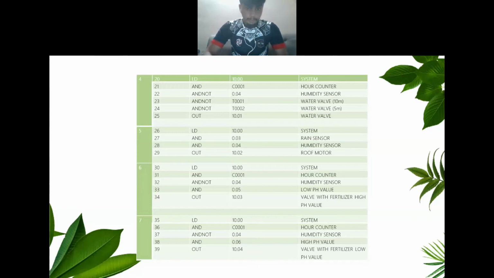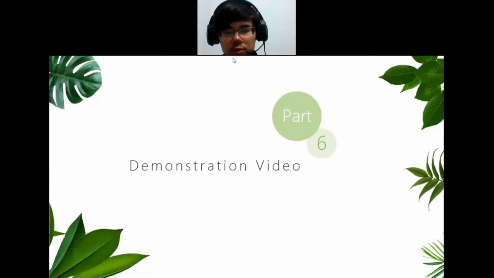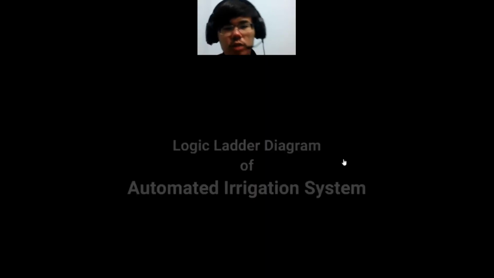And rung 7 as usual starts with the system, and the hour counter will be AND button, and humidity sensor AND NOT, high pH value AND, and the output will be valves with low pH value. As usual, the AND gate from rung 8, high pH value, we can change the state from 0 to 1, or 1 to 0. For part 6, there is a demonstration video of this project for the automated irrigation system.